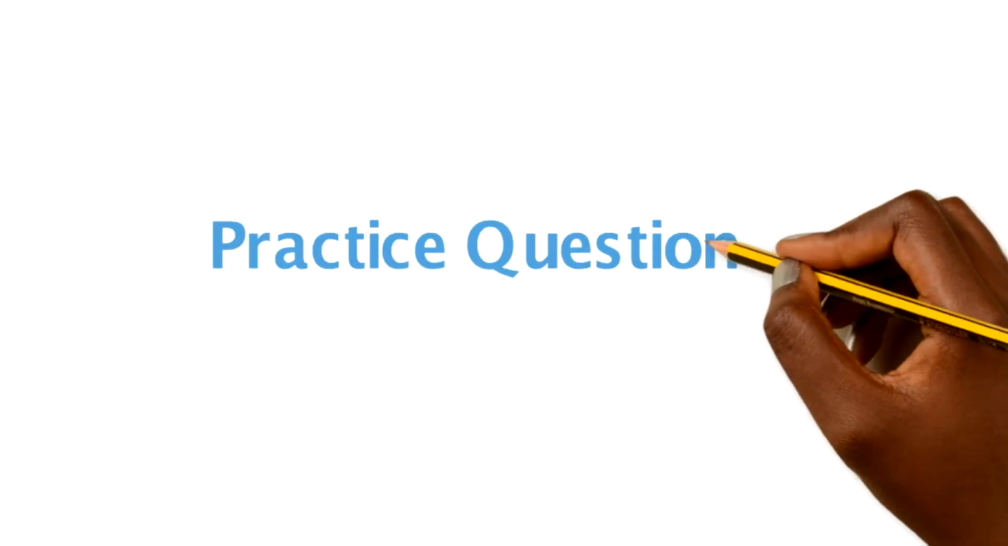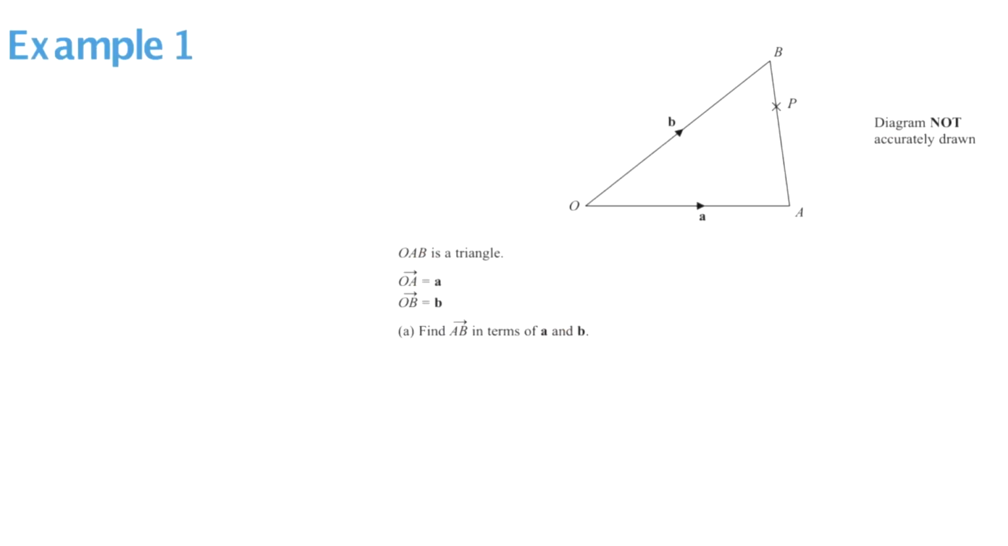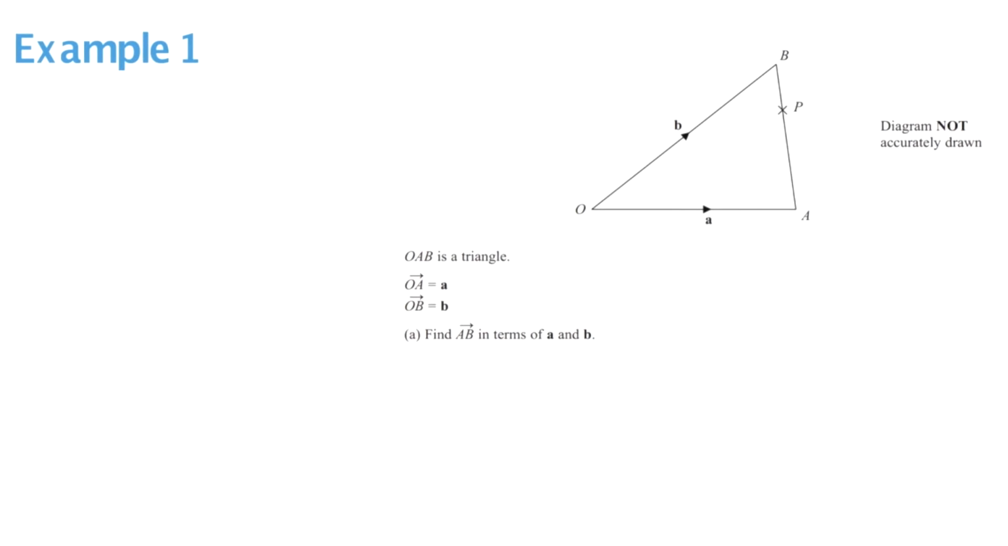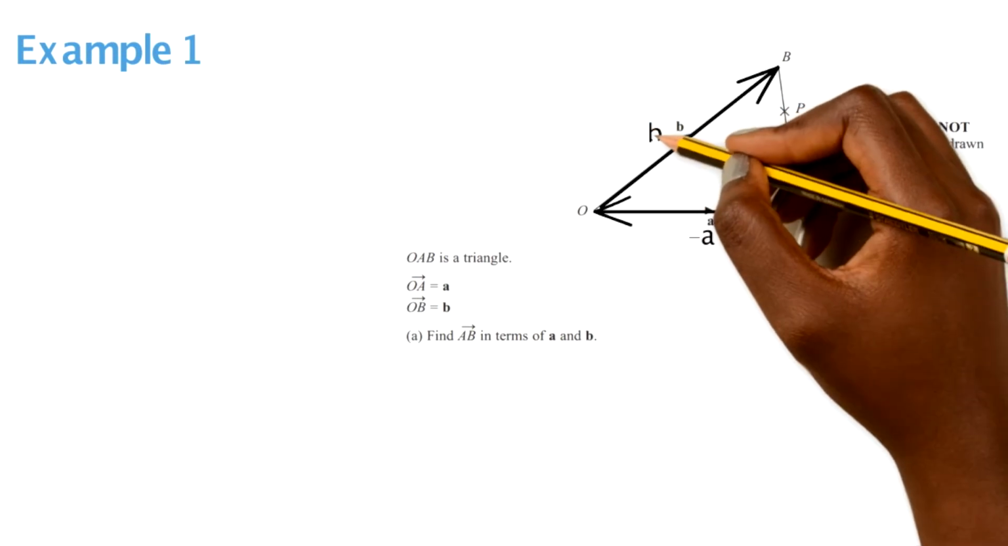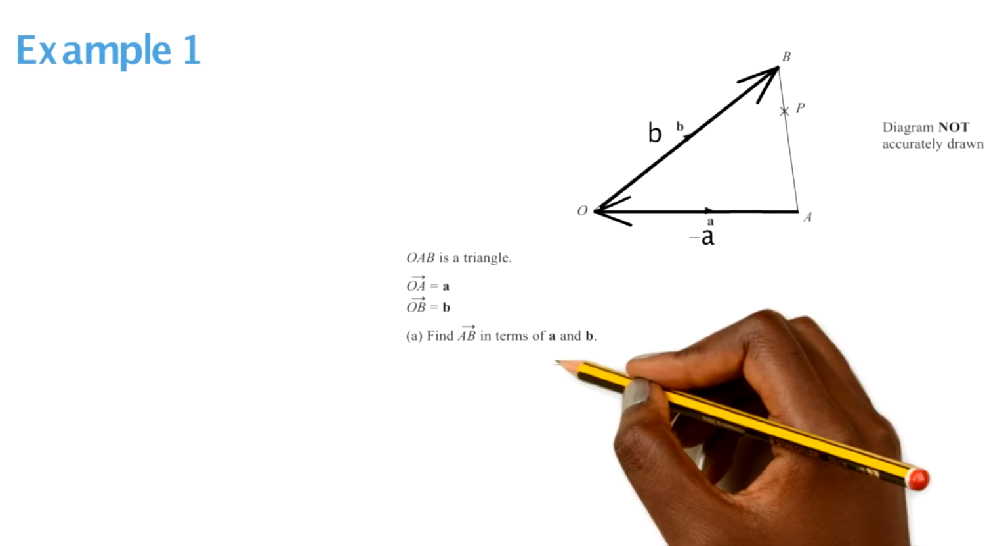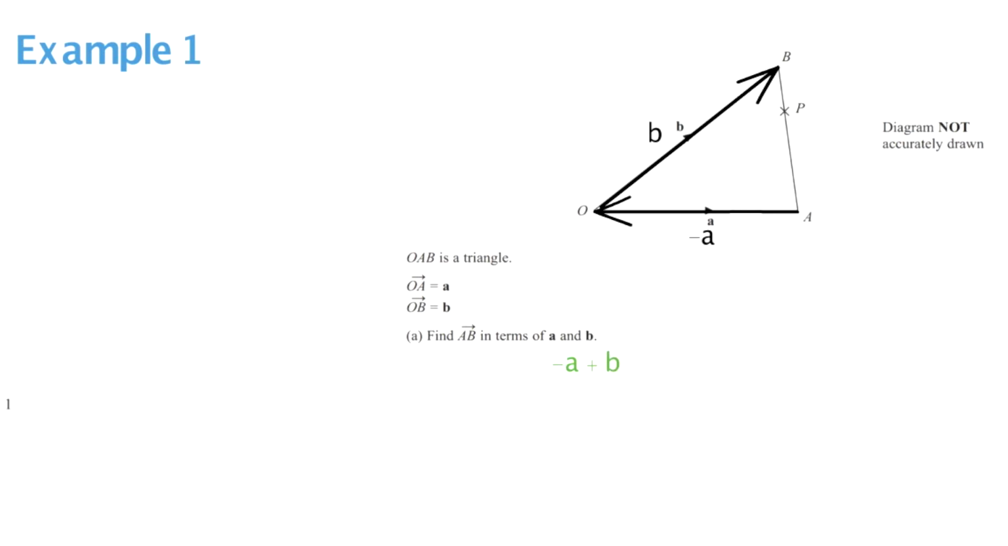So here are some practice questions to understand this better. Example 1. In this example, we have vectors and it wants us to find the vector AB in terms of a and b. Having a look at the triangle, to go from A to B, we would first of all have to go from A to O, which is going to be minus a, and then from O to B is going to be b. So the overall vector to get from A to B is going to be minus a plus b, which you can write the other way around if you want. It'll still be the right answer.